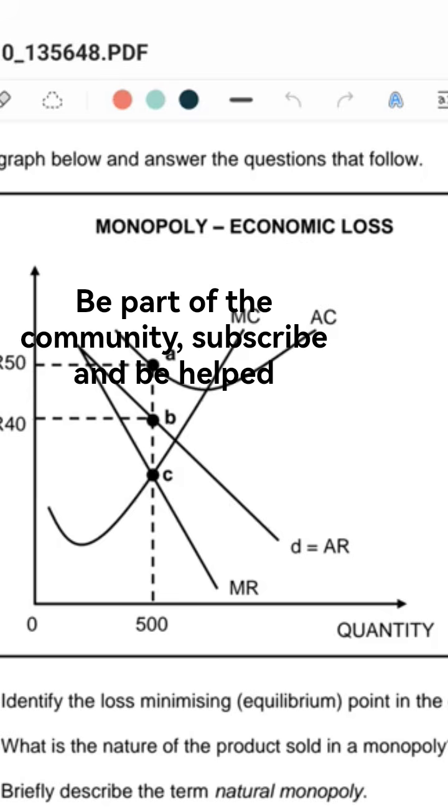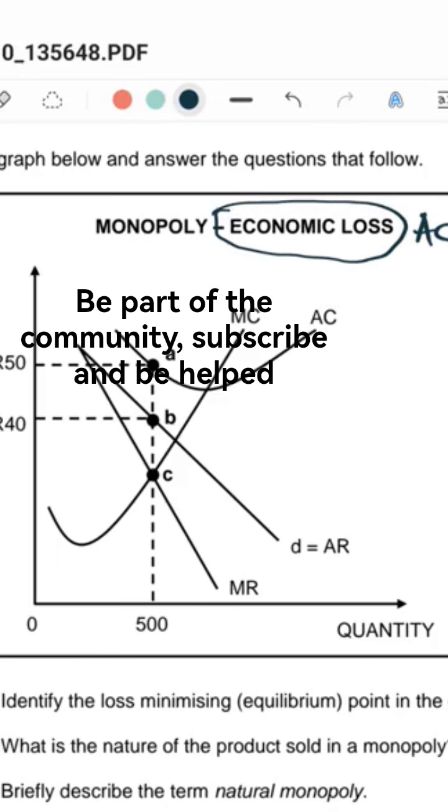So in this case, the monopoly is making an economic loss. So what is an economic loss? An economic loss occurs when average cost is greater than average revenue. That means the cost to produce the unit is more than the revenue that we are going to receive for producing that particular unit. That becomes an economic loss.